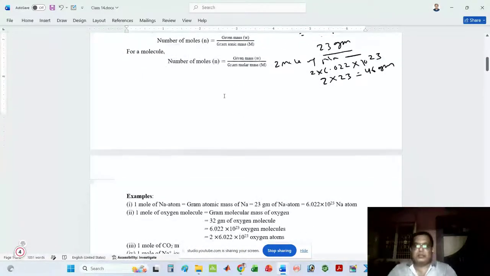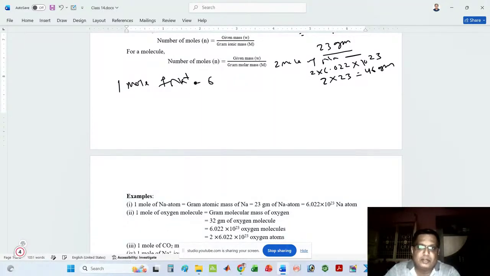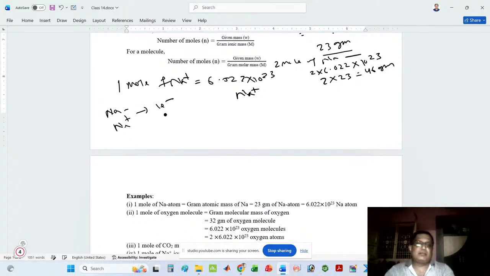Suppose I want to bring 1 mole of Na plus ion. Then you must bring 6.022 into 10 to the 23 Na plus ion. But in weight, what amount you will bring? Remember an important point. If you will compare sodium atom and Na plus ion, the only difference is the 1 electron. The weight of the electron is very small, so it can be neglected.